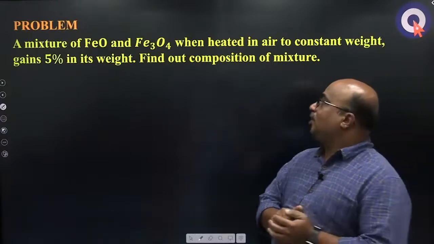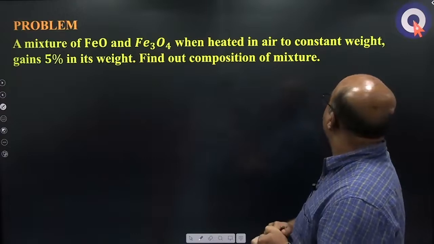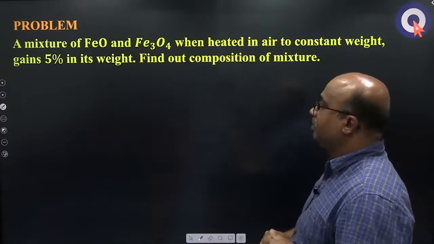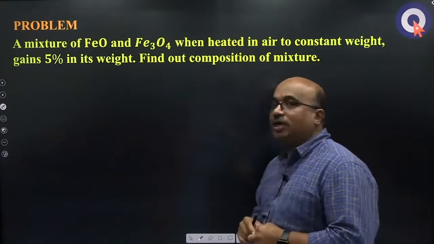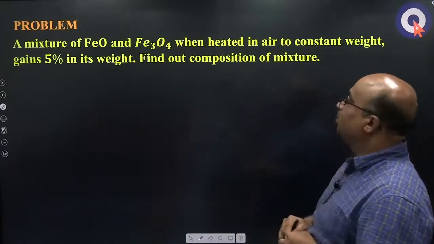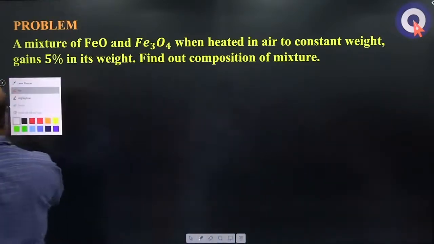A mixture of FeO and Fe3O4 when heated in air to a constant weight gains 5% in its weight. Find out the composition of the mixture. So this is what we see.